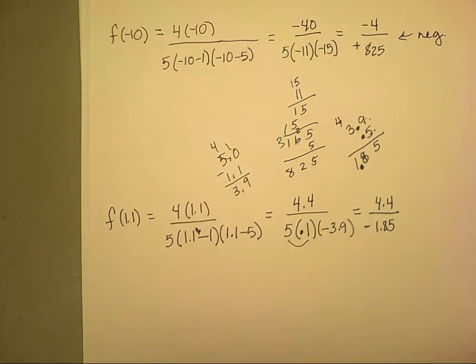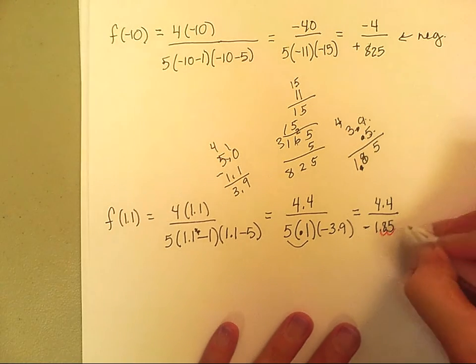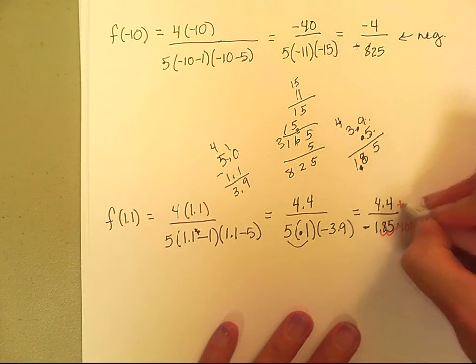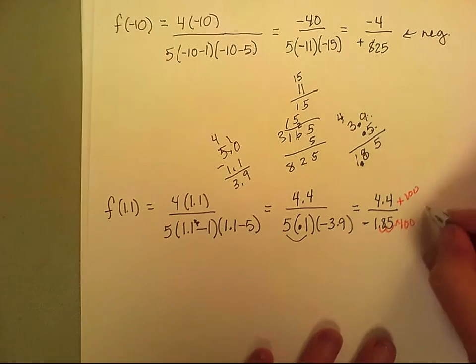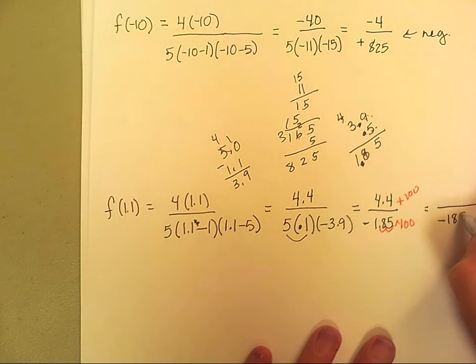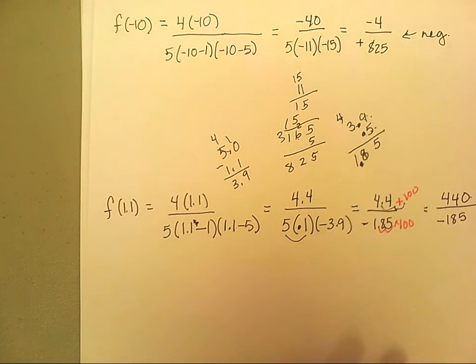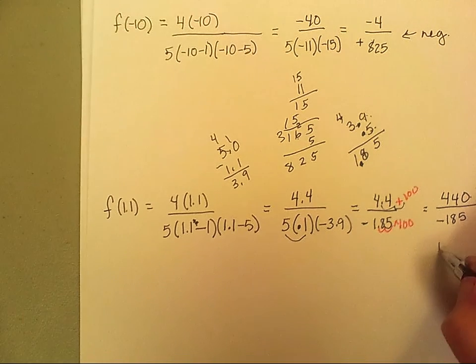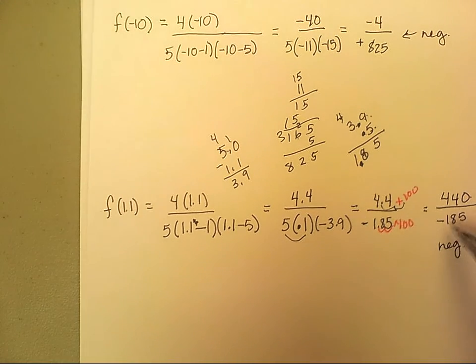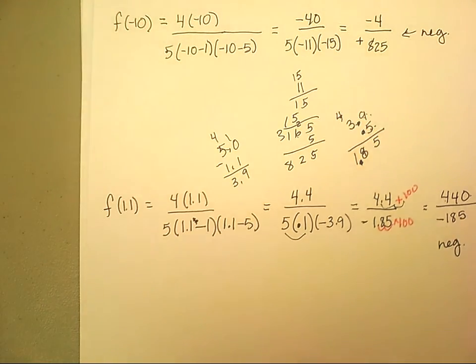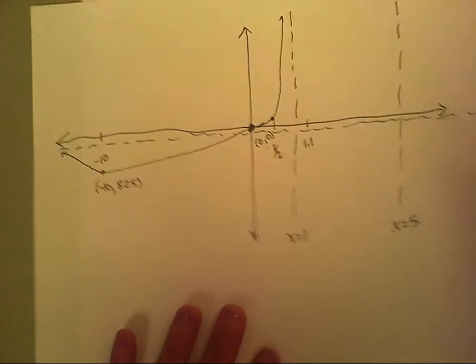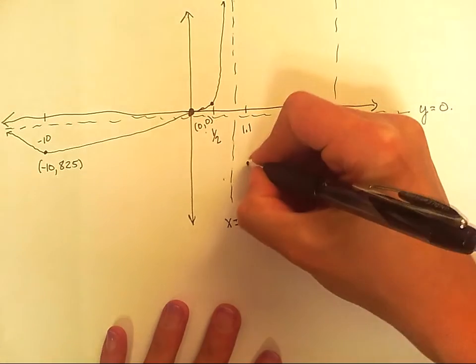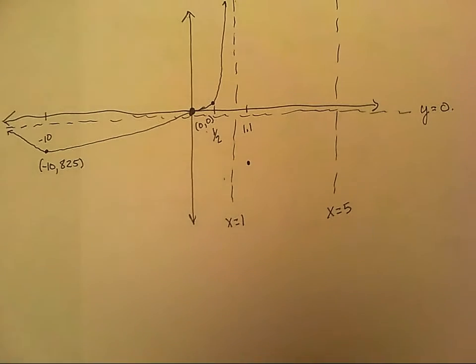Okay. And now I'd like to think about this as, if I multiply the top by 100, what we get then is 440 over negative 195. And this is negative. If this was 200, we'd have 400 divided by 200. It's around negative 2. So it's somewhere down here because it's negative.